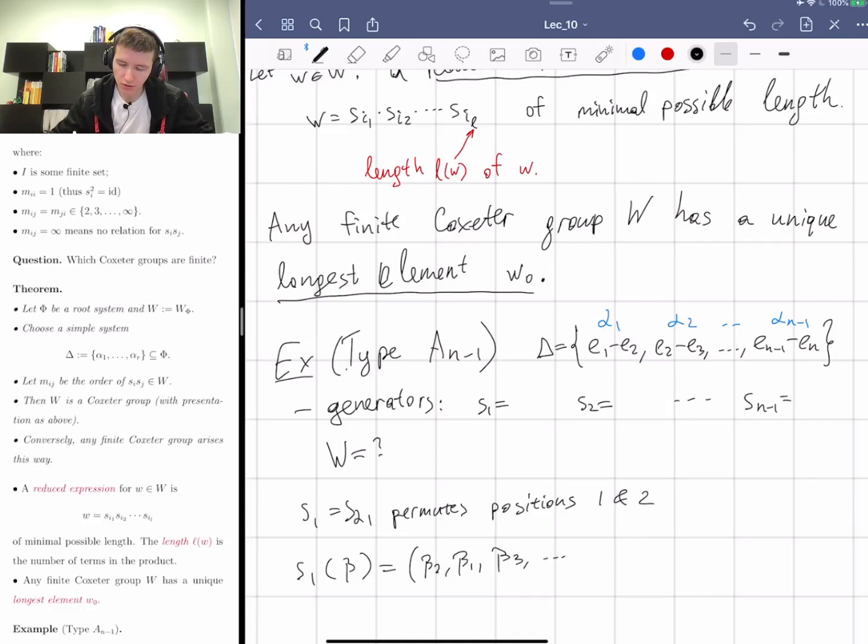Right, and so the Coxeter group is indeed Sn, the symmetric group of permutations of n elements, and the generators are just the simple, adjacent transpositions (1,2), (2,3), all the way up to (n minus 1, n). Is that clear, or are there any questions about this?